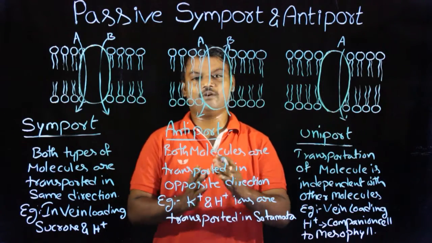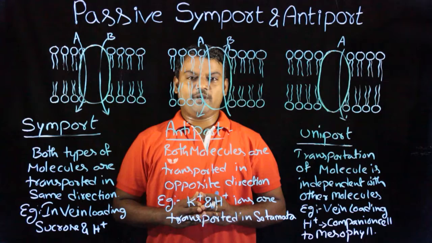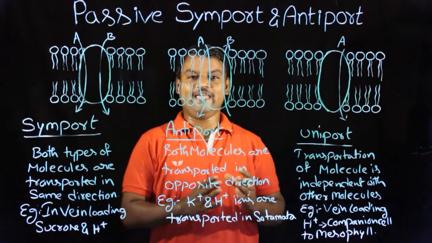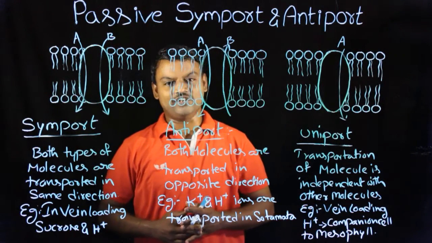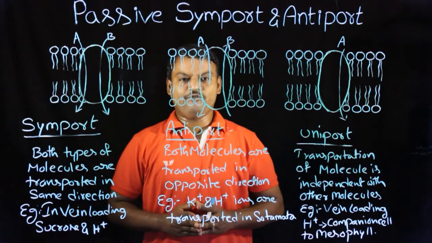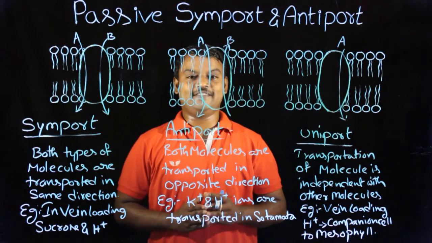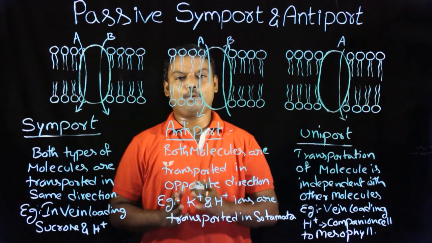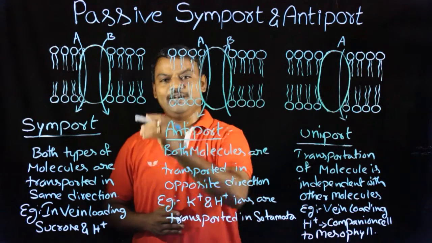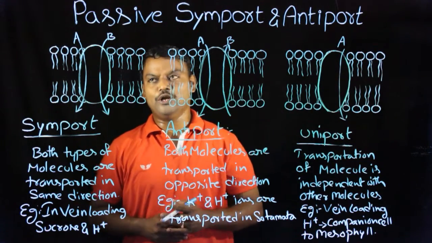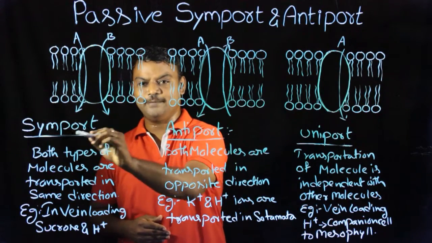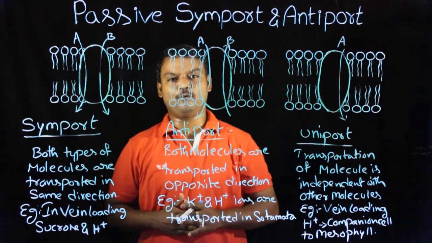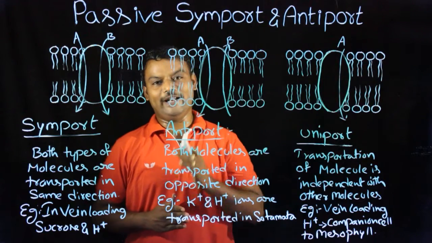In this way, we have three types of transportation. Passive transportation means the movement of molecules or substances takes place without using ATP energy, based on concentration gradient. In facilitated diffusion, the transportation of substances is carried out by special membrane proteins present in the plasma membrane, called protein transporters. If these protein transporters transport two types of molecules in the same direction, it is called Symport. Example in plants, in phloem loading, sucrose and H+ ions are transported by the protein transporters in one direction.